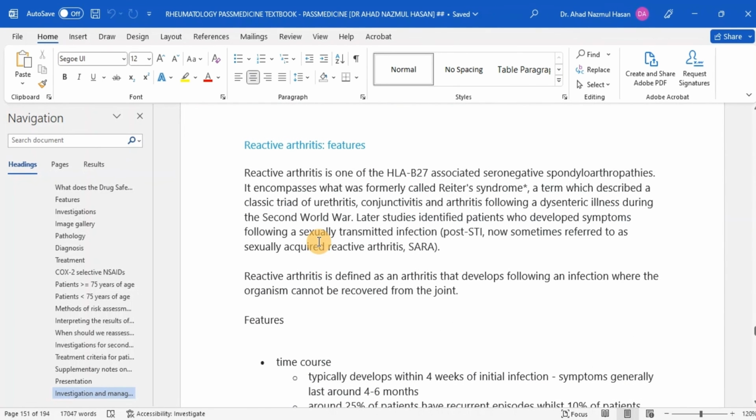Next one is reactive arthritis. What is the triad of reactive arthritis? Urethritis, conjunctivitis, and oligoarthritis. Most commonly, this is seen following an STI. In some cases, it may be seen following a GI illness, that is the dysenteric form.